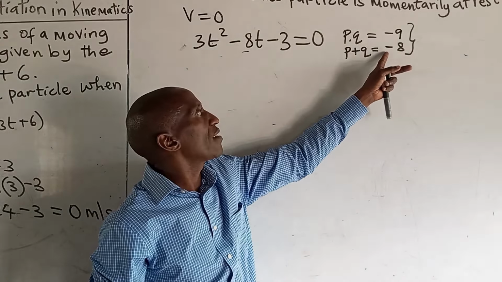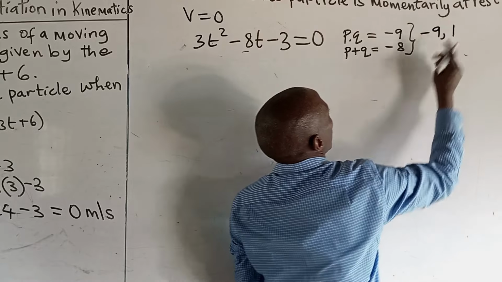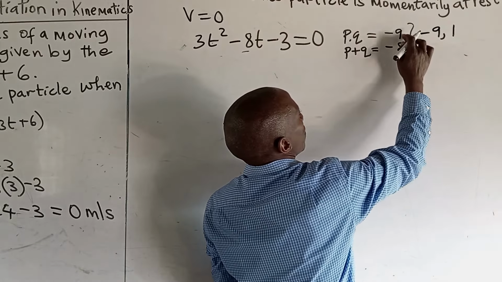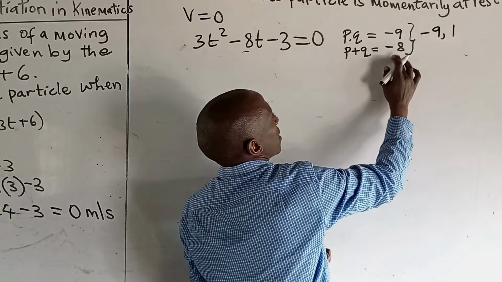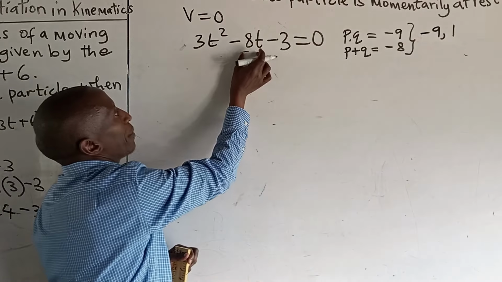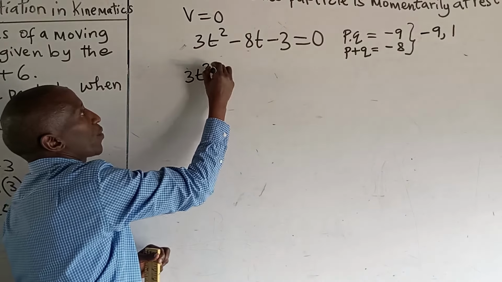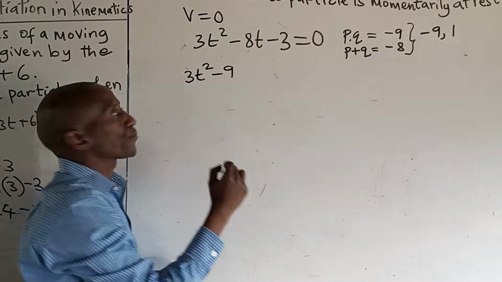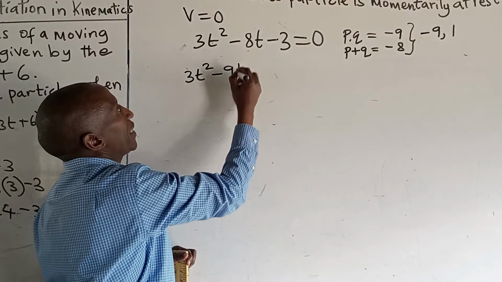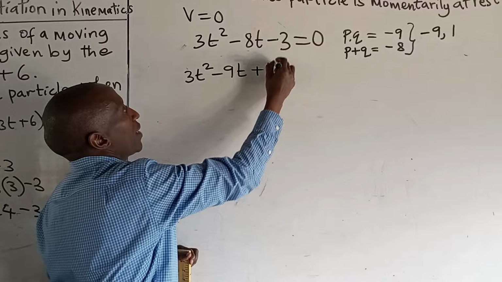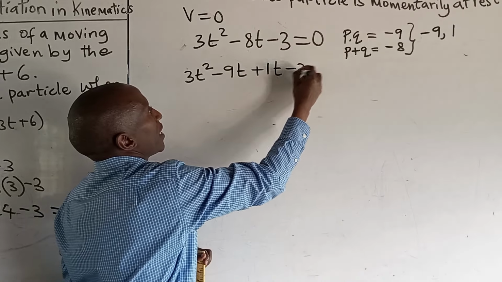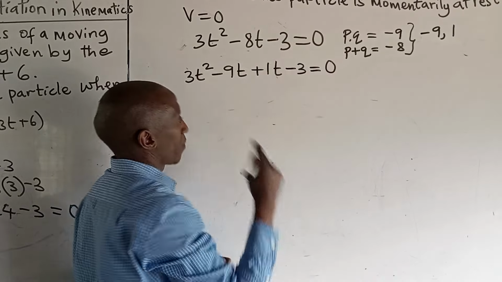And those two numbers are a negative 9 and a 1. Multiply the 2, get negative 9, add the 2, get negative 8. These two numbers should come and substitute the middle term. We get 3t squared minus 9t plus 1t minus 3 is equal to 0.